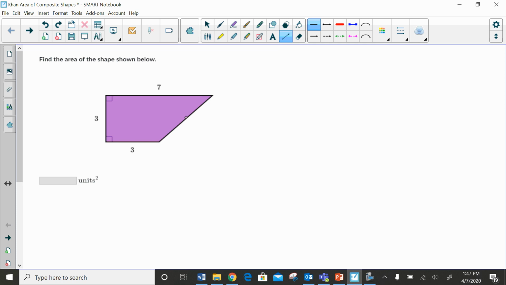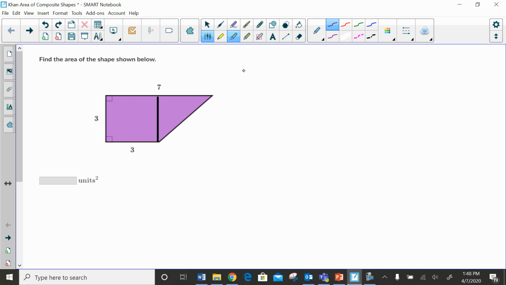This picture shows a composite shape, and what I'd like to do is draw a line to turn it into two smaller shapes. So if I put my line right about there, now what do we have? Instead of that four-sided quadrilateral, we now have a square and a triangle. And we know how to find the area of the square, and we know how to find the area of the triangle, which means we can find the area of the entire shape. But there's a couple of special things that we're going to need to do before we start.